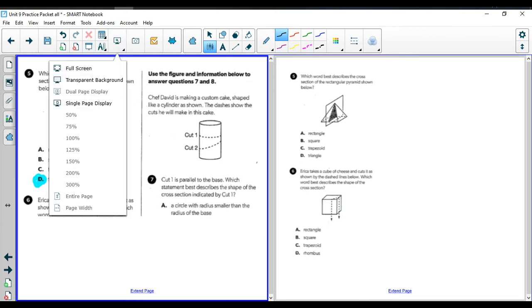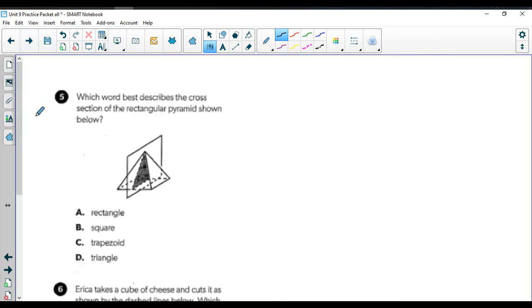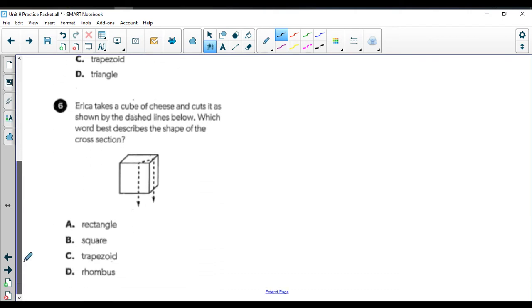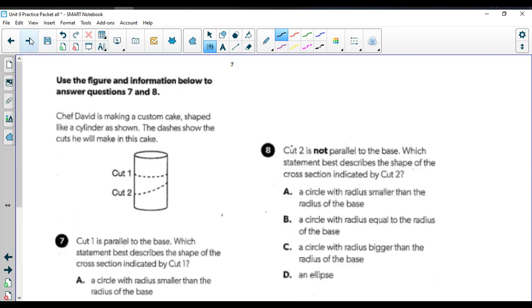For question number 6 over here, Erica takes a cube of cheese. I'm going to zoom back into a single page here, excuse me. Erica takes the cube of cheese and cuts it as shown by the dashed lines below. Which word best describes the shape? So it's going to cut across the top. It'll cut down across these 2 bottoms, and it's also going to go across that bottom part that's right there. So it's going to give us a 4-sided object, and since this is a cube of cheese, it looks like this cut, though, is going to be smaller than the whole entire length, which means we're going to result in a rectangle, not a square.